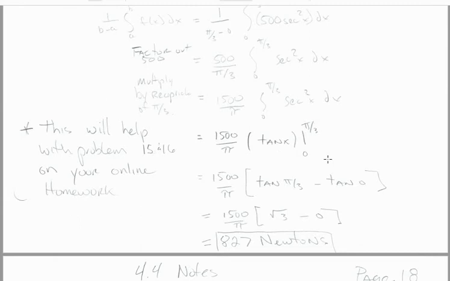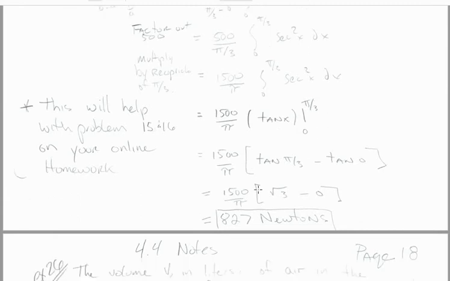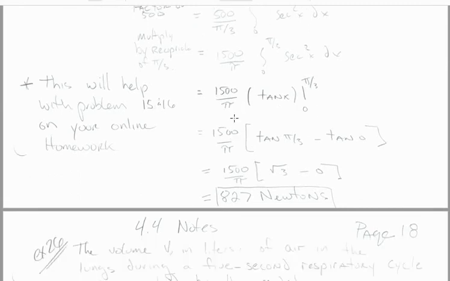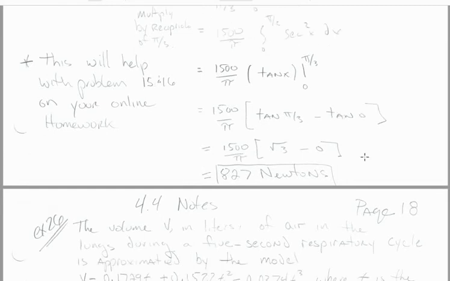We're going to evaluate tangent of x from 0 to pi over 3. We're going to leave that coefficient of 1500 over pi out in front. That's going to multiply as we evaluate the integral. So we're going to get tangent of pi over 3 minus tangent of 0. If you don't remember what tangent of pi over 3 is, or tangent of 0 is, use your calculator in radians form and get the value.